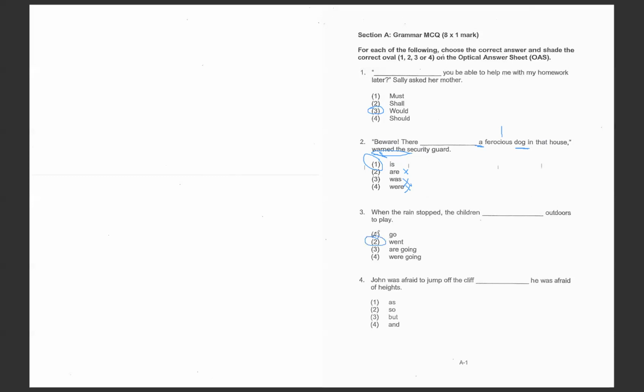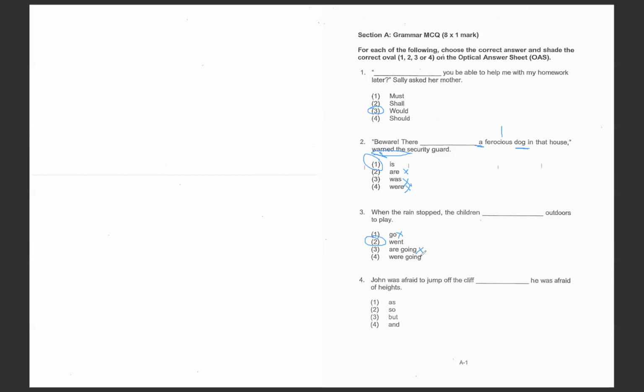Okay, the children, when the rain stopped, the children went outdoors to play. Now, this event has happened, and so has this event. Both of the events have already happened, so it's past tense. So go is out, are going is out. Were going is past progressive. But if you see the sentence structure, both are past. There's no past progressive. When the rain stopped, the children went outdoors to play, not the children were going outdoors to play. Okay, so it's option 2, sorry.